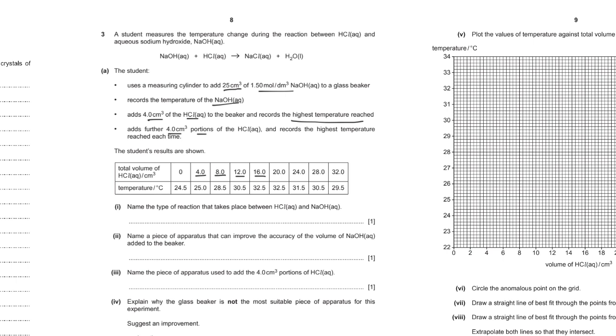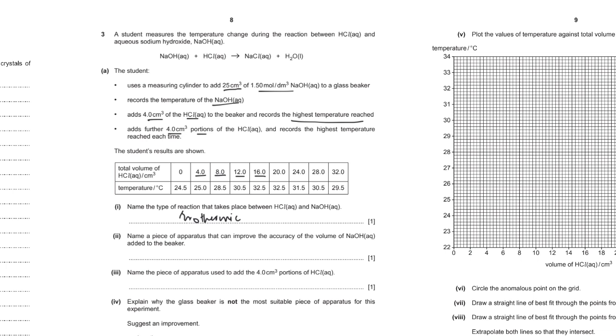Name the type of reaction that takes place between HCl and NaOH. Since the temperature is increasing, it has to be an exothermic reaction, right? The temperature of the surroundings is increasing. The surrounding is the beaker and the stuff, so the reaction would be an exothermic reaction.